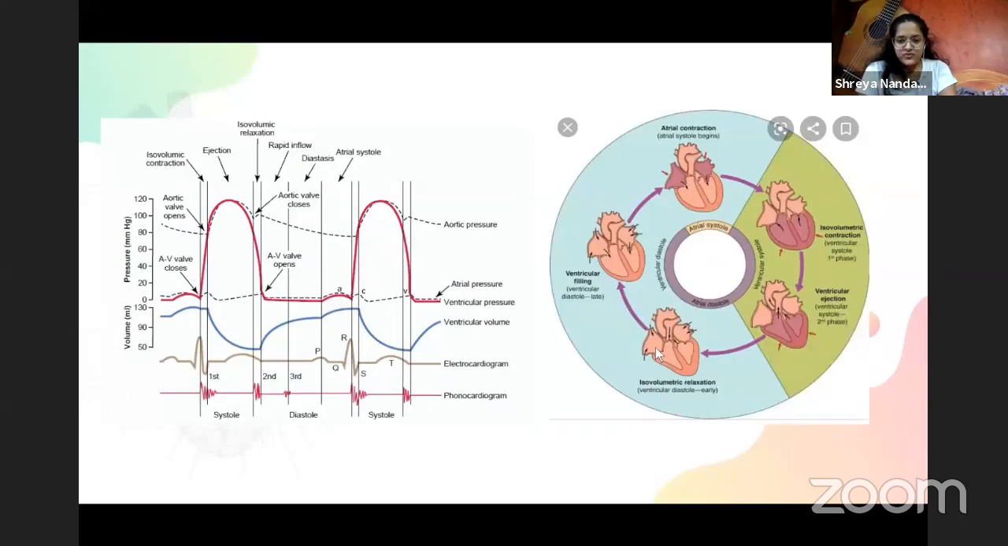So now we're going to move on directly to the cardiac cycle. The cardiac cycle, as you can see on the right side of the slide, is in the form of a cycle. All of the events move on in a cyclical manner. We're going to start from one point in the cycle, and we're going to end the cardiac cycle by reaching that exact same point, which will mean that we will have covered all the events in one cardiac cycle.